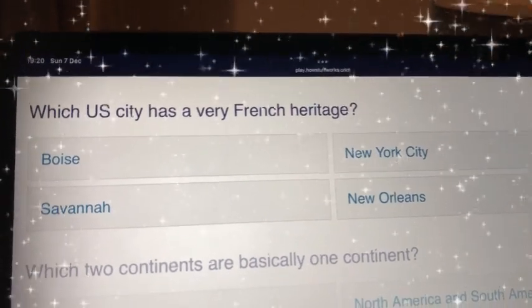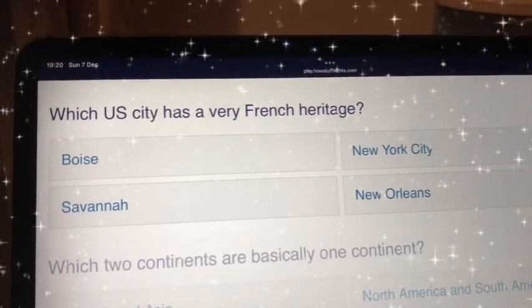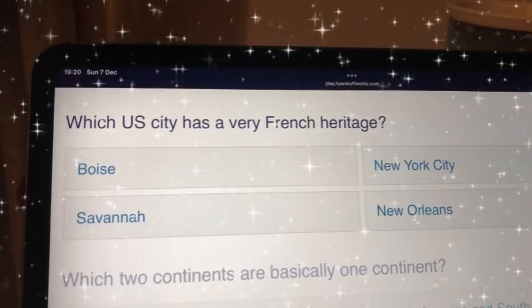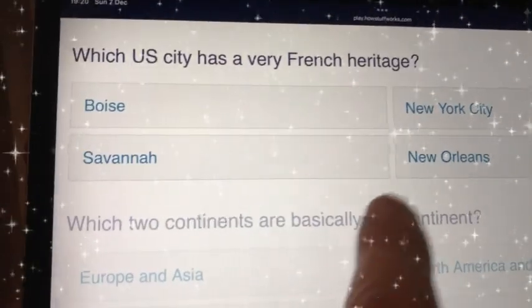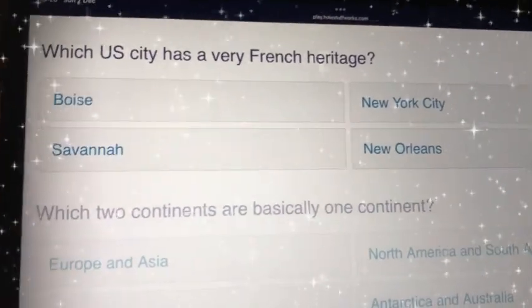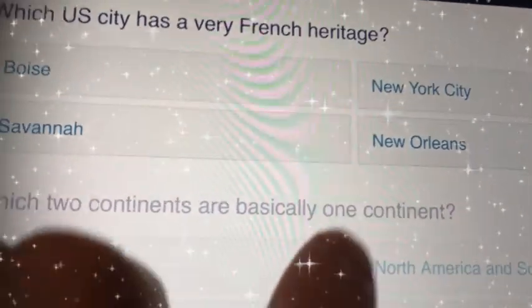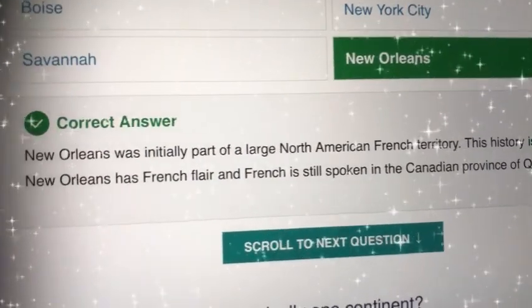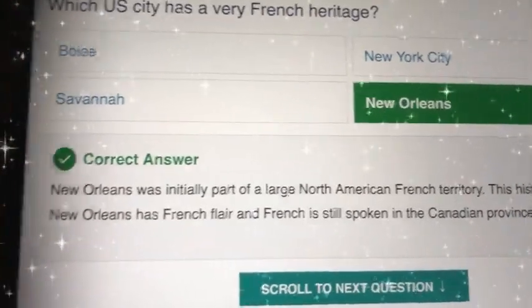From my knowledge of the US, we can eliminate New York City and Boise and Savannah. New Orleans is part of what I call the French Quarter. I just happen to know that because if you go there, that's one of the main languages they speak. So it's New Orleans, the answer. And it says at the bottom there, it was initially part of large North American French territory. There we are, the French Quarter. Okay.